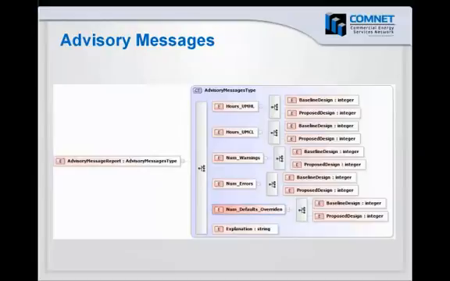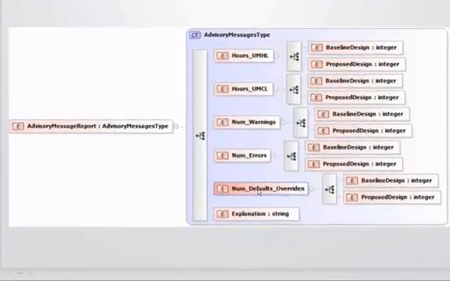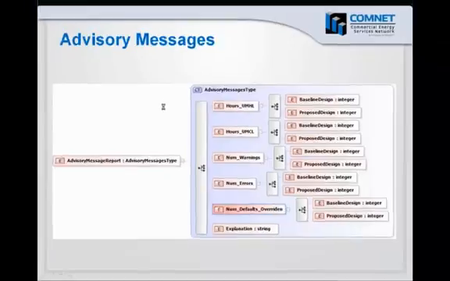Advisory messages. This really contains any warnings from the simulation, and the number of defaults that were overridden. This can be defined in this data structure, as well as the unmet load hours for heating and cooling. There are some specific rules in COMNET for sizing equipment such that the number of unmet load hours doesn't exceed a certain amount.